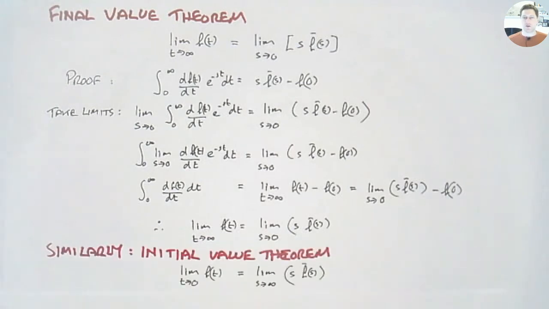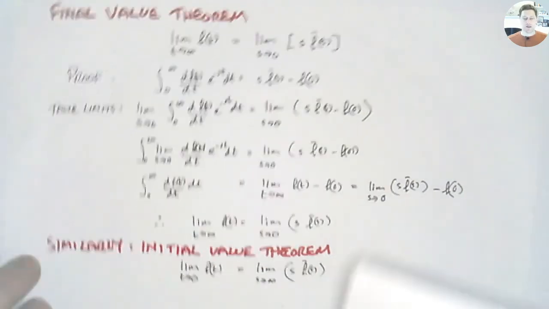Similarly, for the initial value theorem, we see that the limit of f(t) as t goes to 0 is equal to the limit of s times the Laplace transform of f(s) as s tends to infinity. Okay, that's that finished. We've now finished all of the revision of Laplace transforms, of what they mean, and all of the examples we're going to look at.